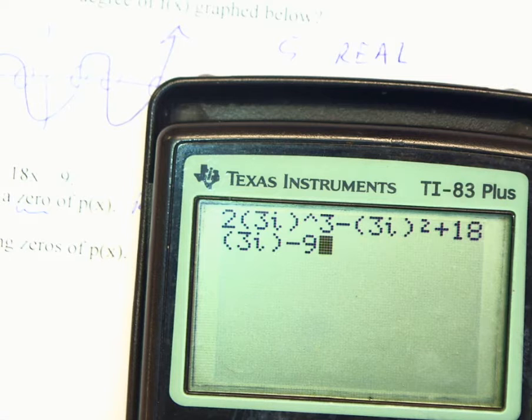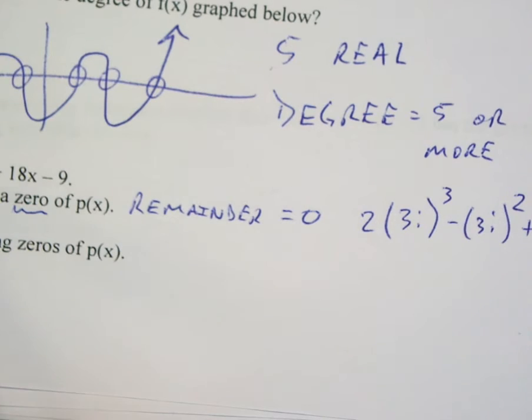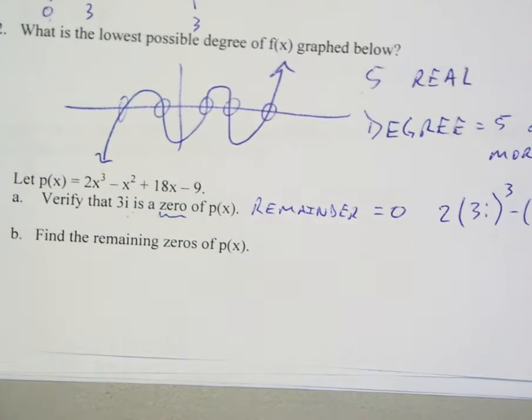If I punch it in and get 0, well, we got 0. That means that this is going to be a factor. So we know it's a factor. Now if it says find the remaining zeros, let's take the tools that we know and figure it out. I know how my calculator works. Let's graph it and find our zeros.